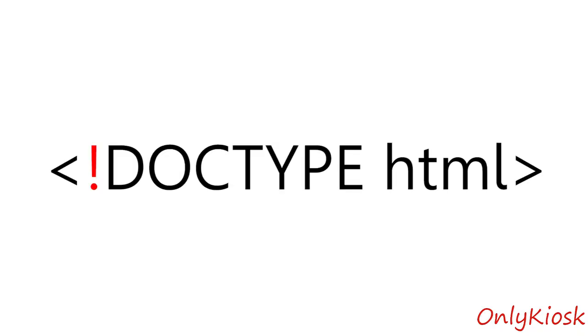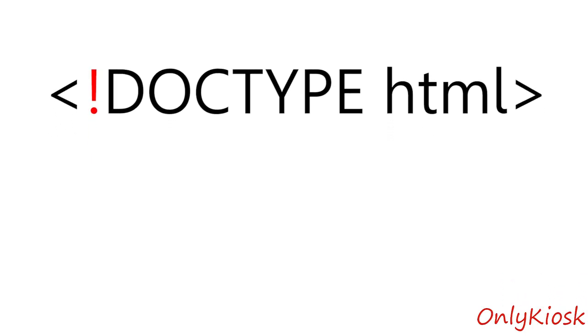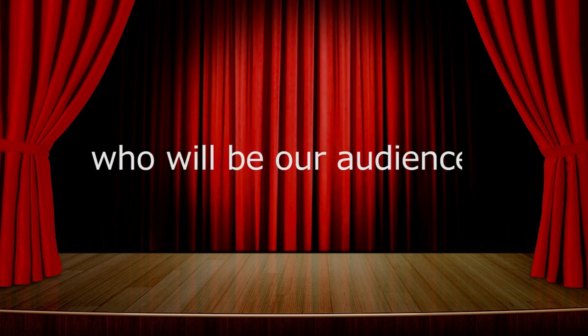Now we know how to declare HTML versions, so next, let's learn how to write HTML codes. The first thing we should figure out is who will be reading our HTML codes, or who will the audience be for our HTML codes.